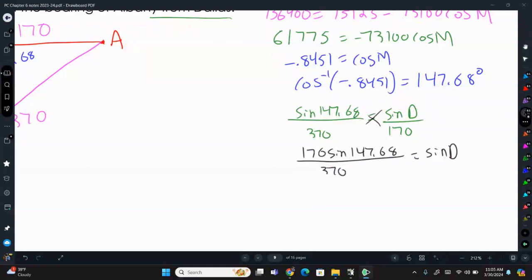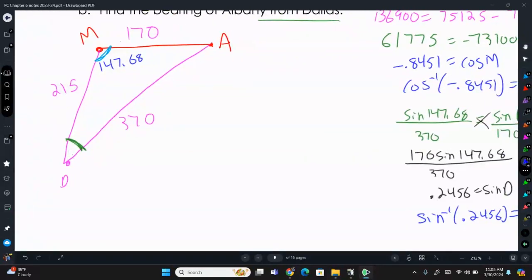Type all that into the calculator. 170 times the sine of 147.68. And I get 0.2456 equals the sine of D. So then the inverse sine of 0.2456 gives me 14.22 degrees. So this is 14.22 degrees.